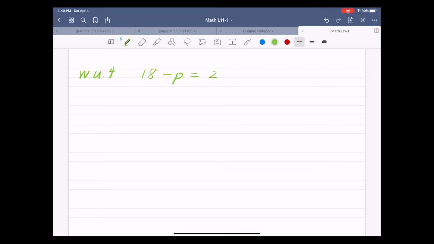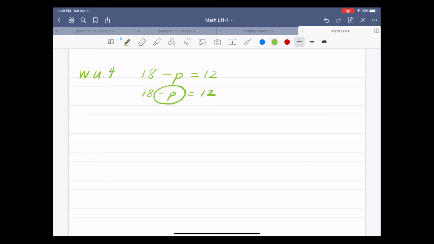Let's say it equals 12. 18 minus p equals 12. Okay? So I want to isolate the variable. I want to get p by itself. And again, notice p is negative.